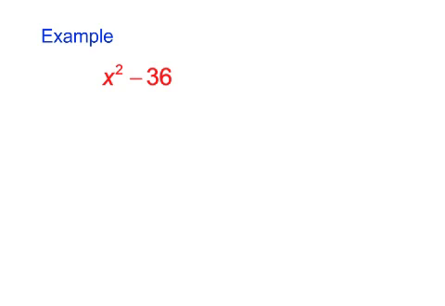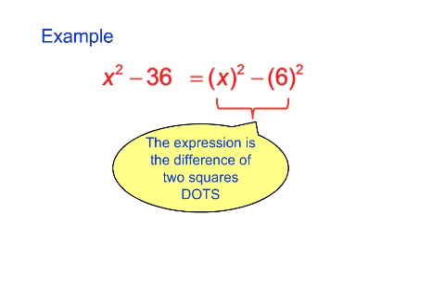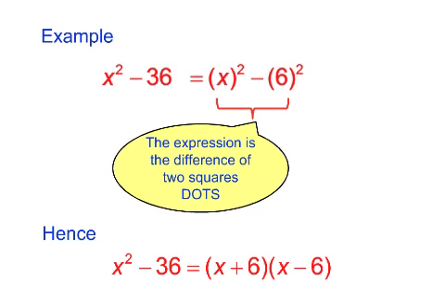Let's look at an example. Here we have x squared minus 36. And the first thing to do is to see if both these terms are perfect squares. Well, they are, because x squared is the same as x times x, and 36 is the same as 6 times 6, which is 36. So we can now go on and state the rule, which says that x squared minus 36 is the same as x plus 6, x minus 6. The only difference is the sign in each bracket.